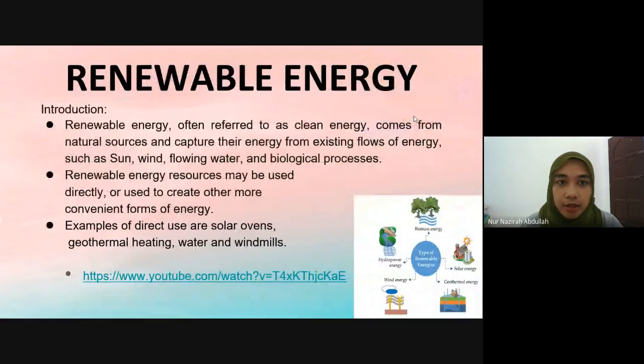Next, for the renewable energy, often referred to as clean energy, it comes from natural sources and captures the energy from existing flows of energy such as sun, wind, flowing water, and biological processes. Renewable energy resources may be used directly or used to create other more convenient forms of energy. Examples of direct use are solar ovens, geothermal heating, water and wind mills.